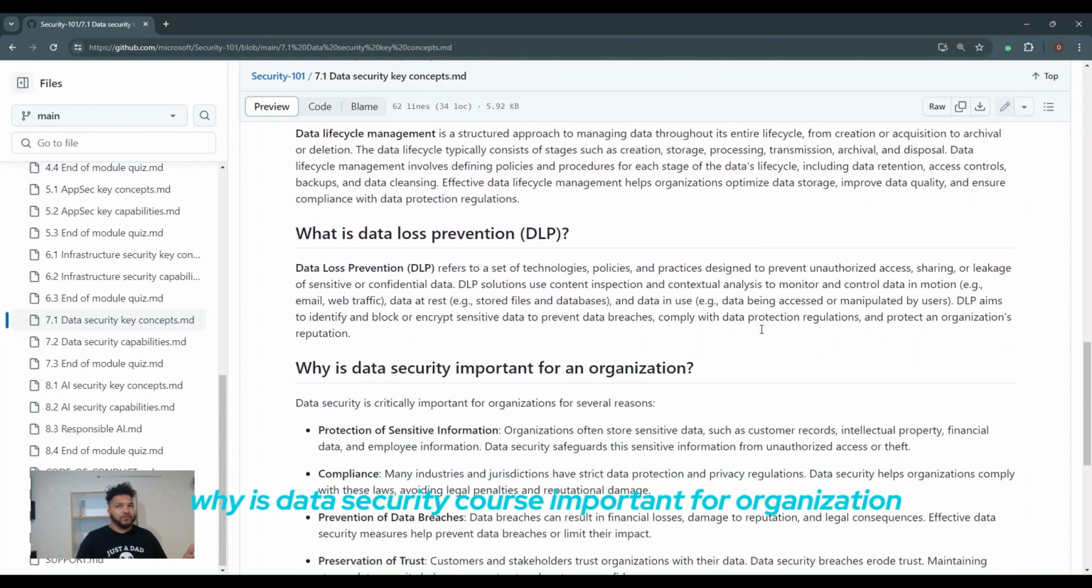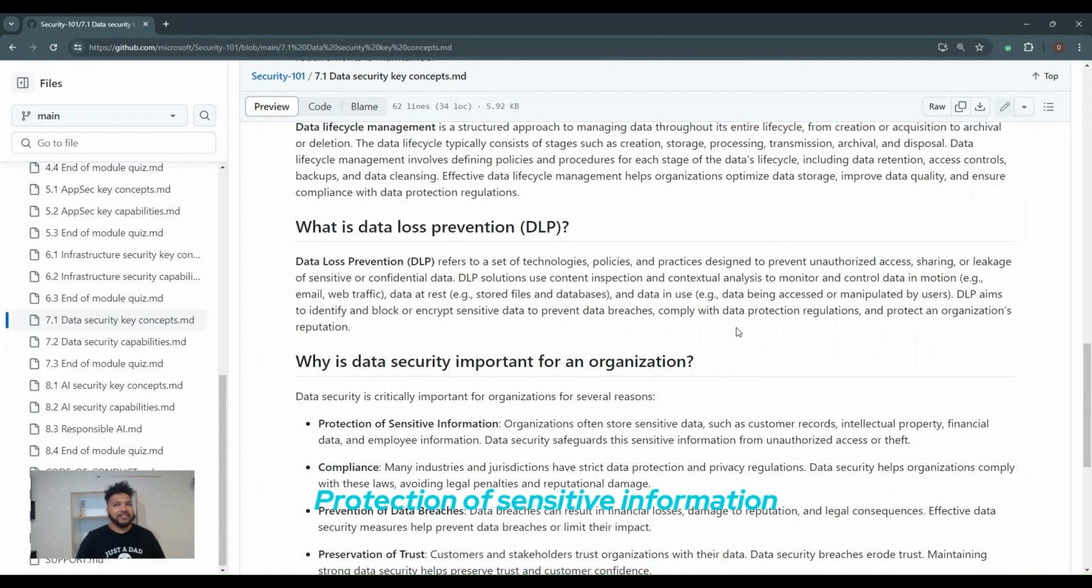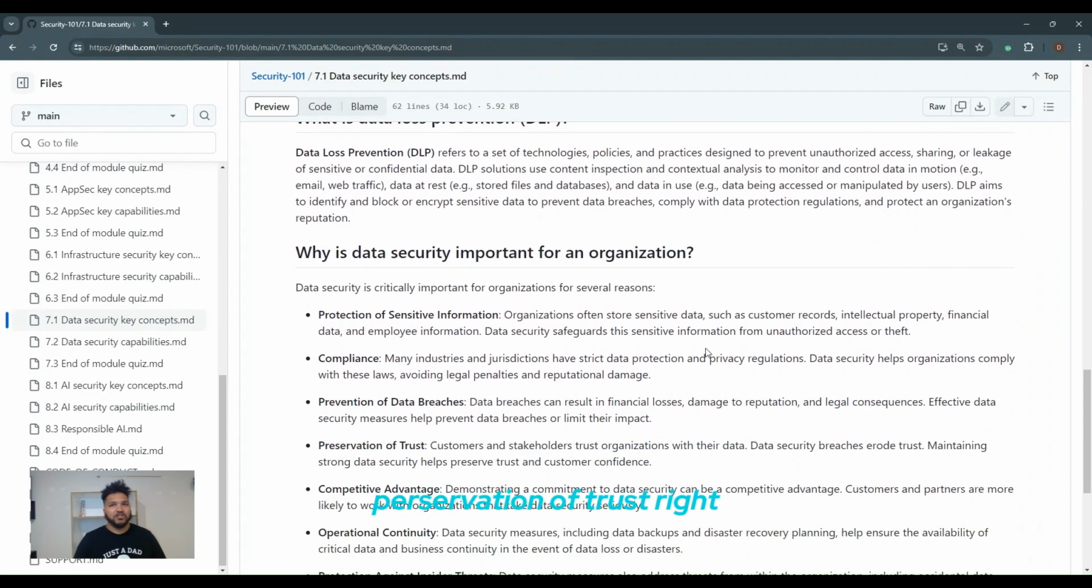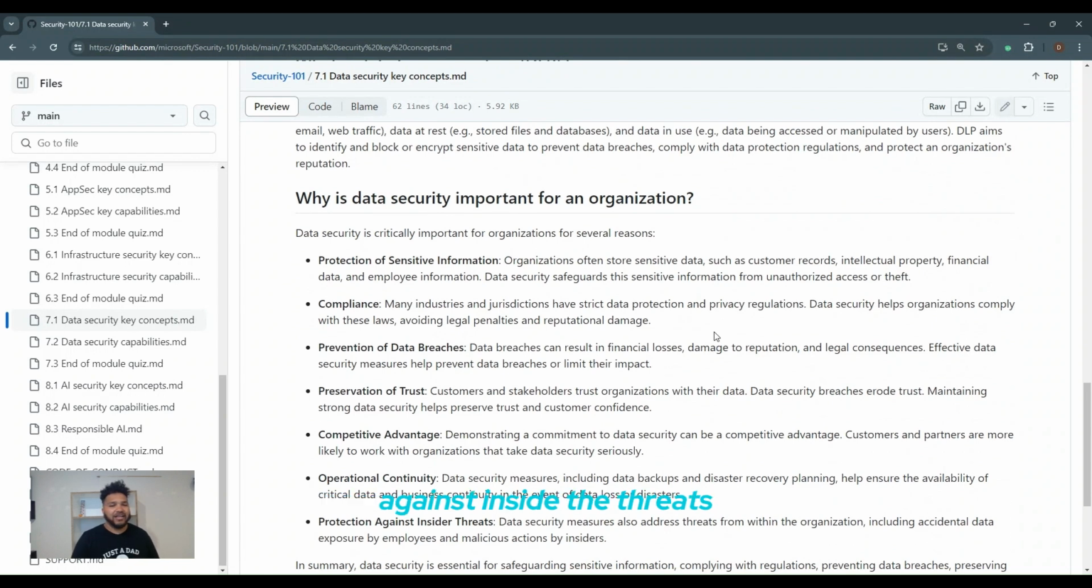Why is data security, of course, important for an organization? Protection of sensitive information, compliance, prevention of data breaches. All these breaches we've seen are very important to us because it's data that is lost. Preservation of trust. When we hear of all these breaches, trust is immediately lost. Operational continuity: backup, recovery, disaster planning, availability of critical data is so important. Business can't run without data. Protection against insider threats. Data security measures also address threats from within the organization. We're all at risk.